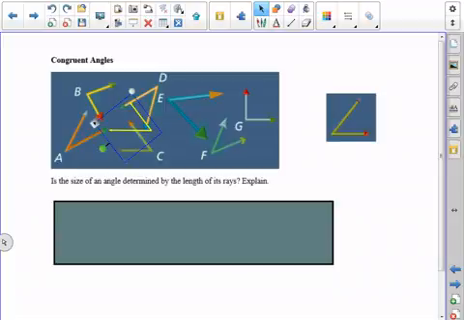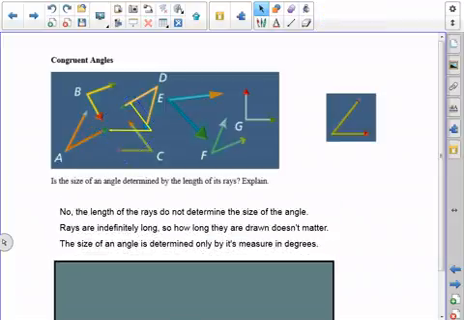So here, is the size of an angle determined by the length of its rays? Here is my response to that. No, the length of the rays do not determine the size of the angle. Rays are indefinitely long, so how long they're drawn doesn't matter. The size of an angle is determined only by its measure in degrees.